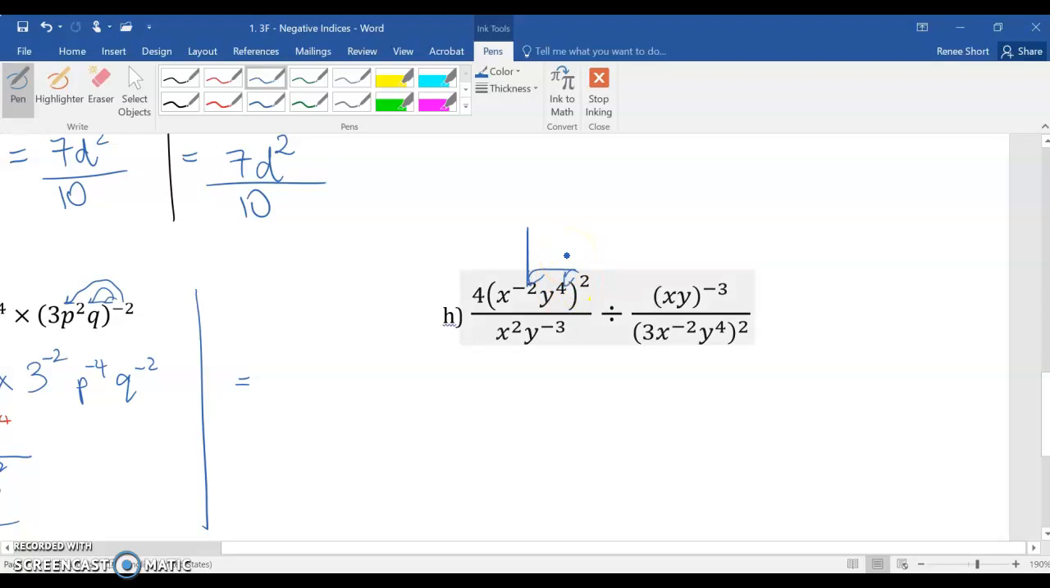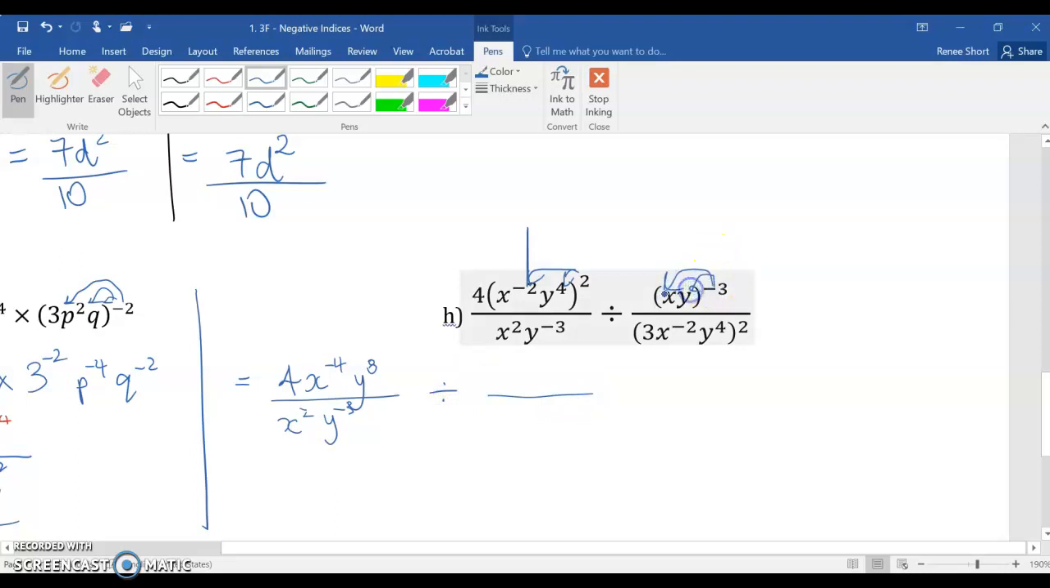The 4 then would multiply through afterwards, and because there's actually no whole numbers inside the bracket, we can just remove that straight away, put the 4 here, and then this would be x to the negative 4, y to the 8. My denominator doesn't change because there's nothing happening with this just yet, so x squared, y to the negative 3. I've then got divided by, and I need to handle this second fraction.